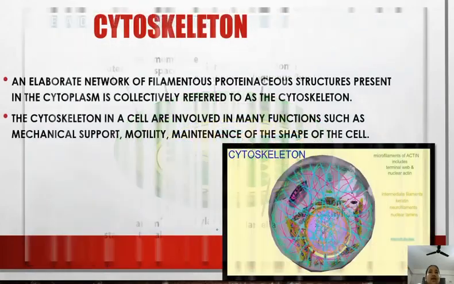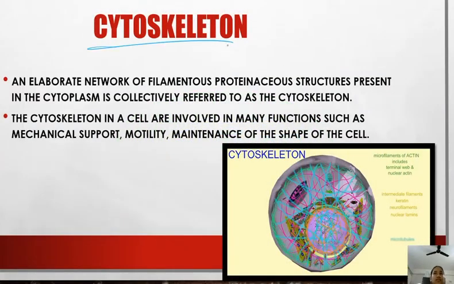Yes. So our next is the cytoskeleton. Now, what is the cytoskeleton? Skeleton means we understand the skeletal system, skeleton and all bones. An elaborate network of filamentous proteinaceous structures present in the cytoplasm is collectively referred to as the cytoskeleton. The cytoskeleton in a cell is involved in many functions such as mechanical support, motility, and maintenance of the shape of the cell.